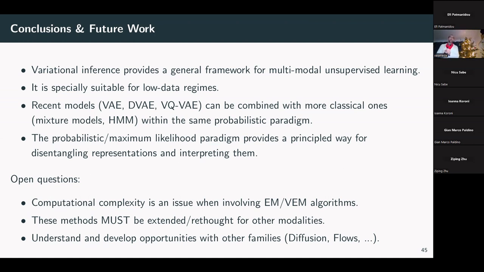There are, of course, many open questions that relate to complexity, because these involve iterative algorithms like EM and VEM. How to extend this to other modalities is also a question. And then how to, as I said, mix this with other families can also be something to discuss.